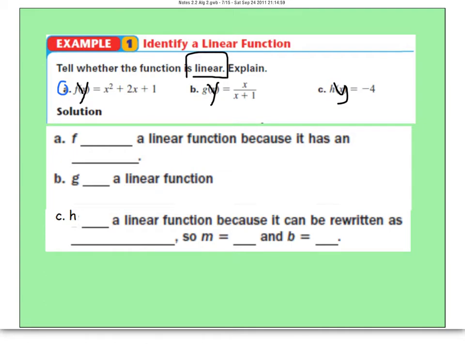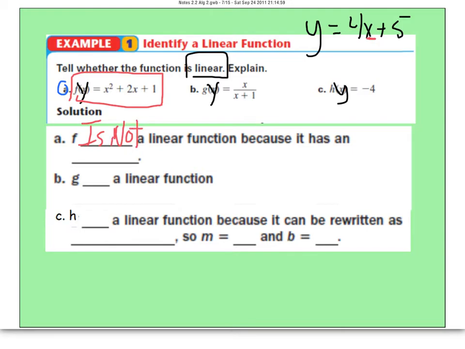So remember to be linear when you write it out, for example, this is linear because when you look at the x value, the highest exponent is a 1. So when we look at letter A, we can clearly tell f is not a linear function because it has an exponent of 2. The problem is that little squared there.